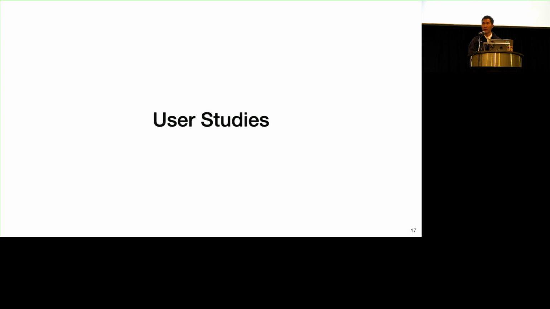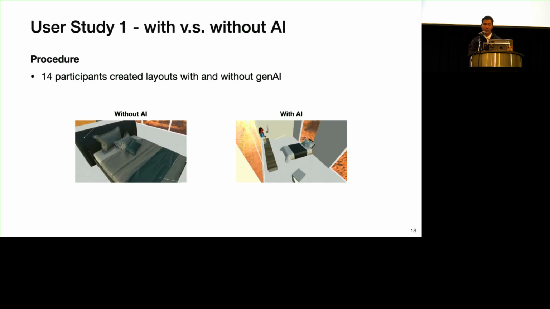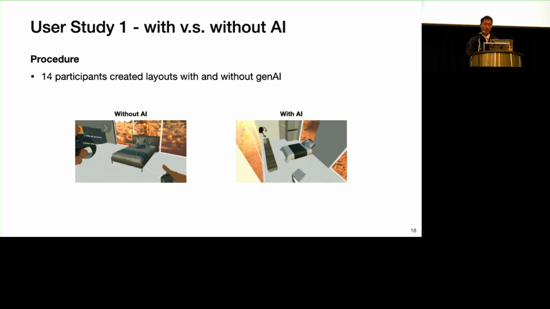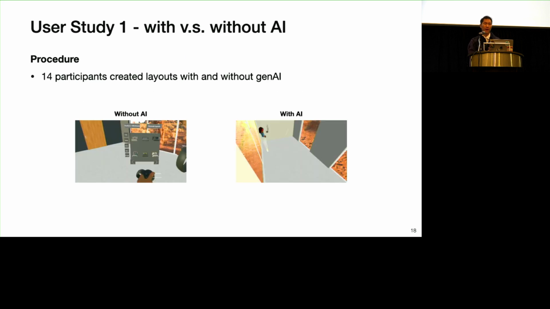So we did 2 rounds of user studies. In the first study, we aimed to compare just generally the creation process with and without AI, because Gen AI plus immersive creation is so new to us. So we conducted a within-subject study with 14 participants where they created layouts both with and without Gen AI. And without AI, they basically just use menu selection and then direct manipulation, where with AI, they basically let the Gen AI take the lead and then populate the full room layout for them.